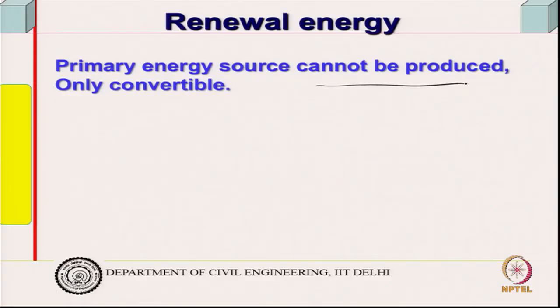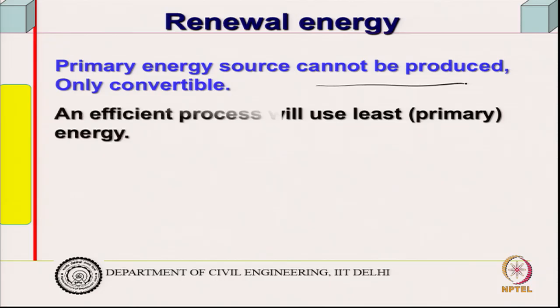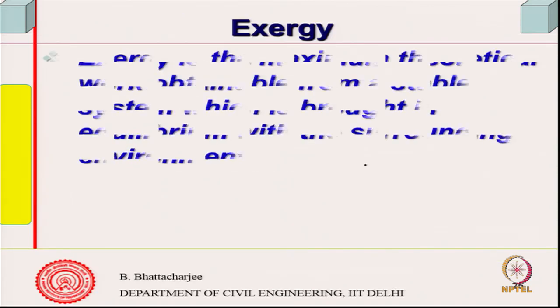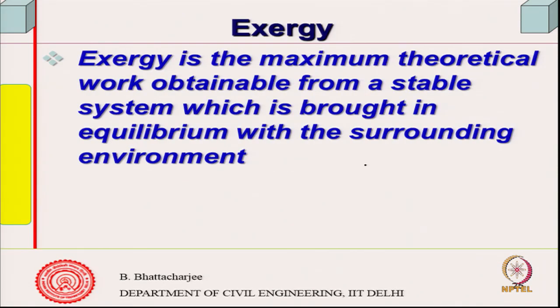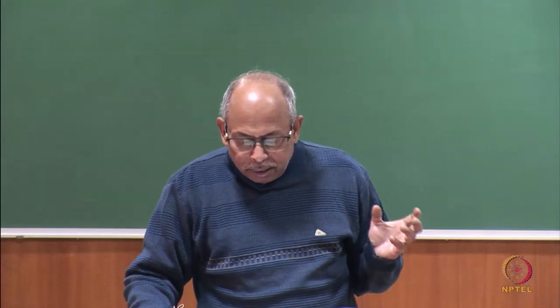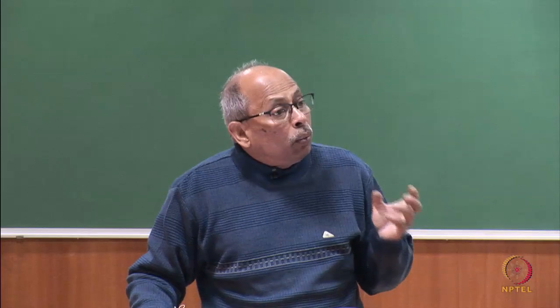Primary energy source you cannot produce, it is convertible, an efficient process will use least primary energy for work. Okay, this is fine, this I will not talk about. So, work potential is measured in terms of something called Exergy, which we might touch upon sometime, is the theoretical work obtainable from a stable system which is brought to equilibrium with the surrounding environment. This is a terminology used in thermodynamics.